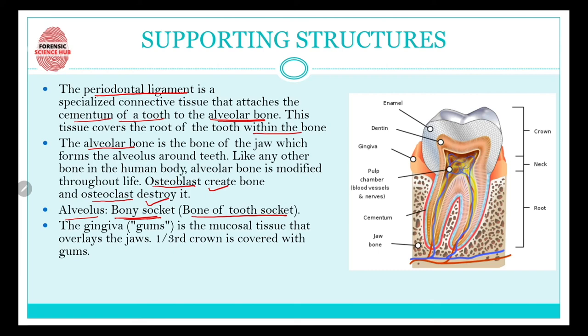The gingiva or the gum is the mucosal tissue that overlays the jaws. You can see the pinkish reddish portion that you can see from your eyes. That is basically the gingiva or the gums. One third of the crown is covered with the gums.